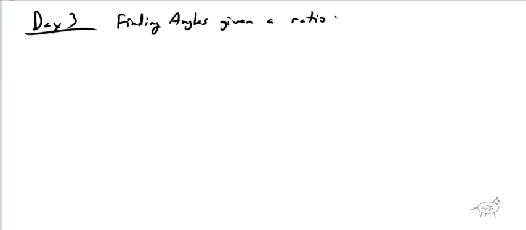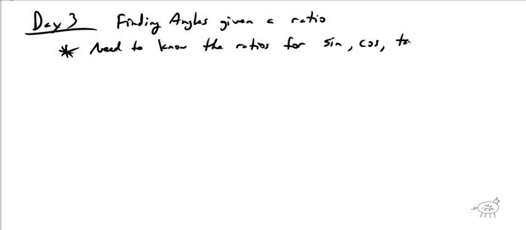As I said, just a couple days ago, you need to know the ratios for sine, cosine, and tangent. I'm just going to write that out here. You have to know those. If you don't know those, you're going to struggle. You really are. You have to memorize those, so you've got to commit them to memory somehow. Go home, do flashcards, whatever it takes.